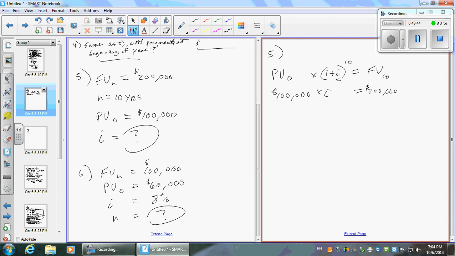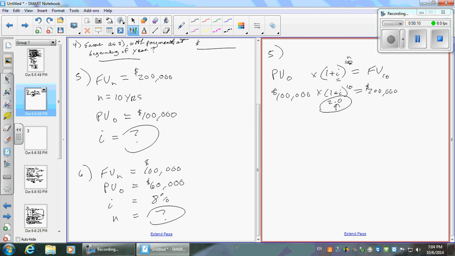So it's going to be 1 plus some interest rate raised to the 10th. I guess I wrote it twice, didn't I? This should have been n. Anyway, I can compute what this factor is. Divide 100 into 200 and we got 2.0, don't we? What is this? This is a future value of a sum factor for 10 periods. Right, guys?